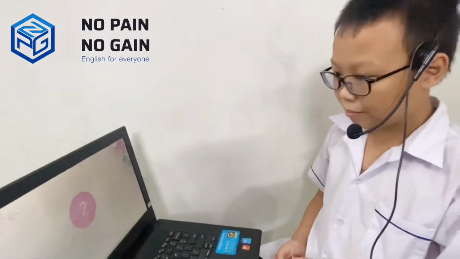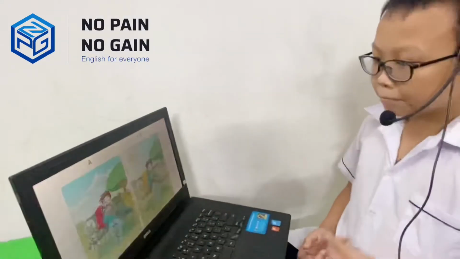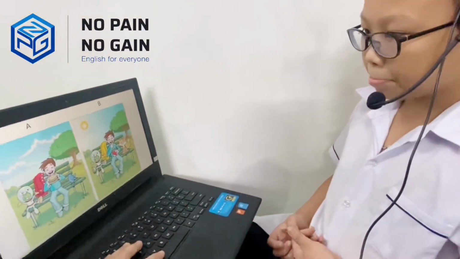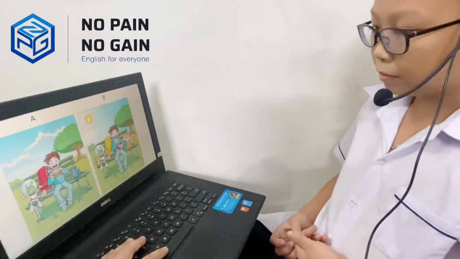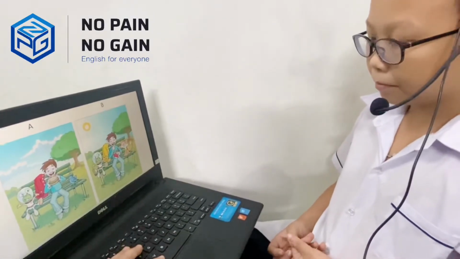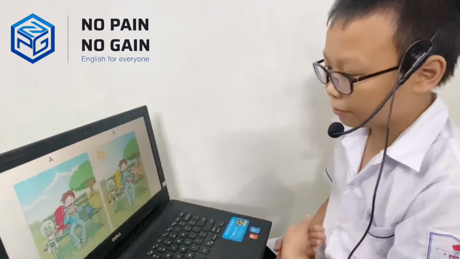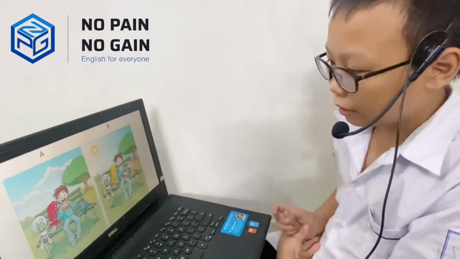Yes. Thank you. Part number two. Look at two pictures found. They are different. Can you tell me some differences between two pictures? In picture A is cloudy. In picture B is sunny.